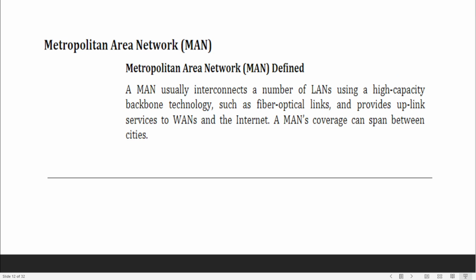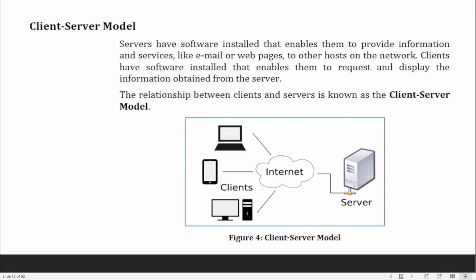We have here as well the metropolitan area network. A MAN usually interconnects a number of LANs using high capacity backbone technologies such as fiber optic links, and provides uplink services to WAN and the internet. A MAN's coverage can span between cities as well.